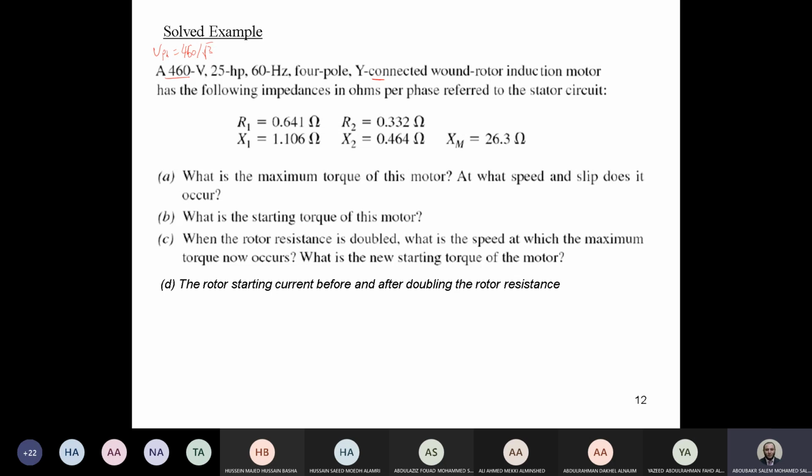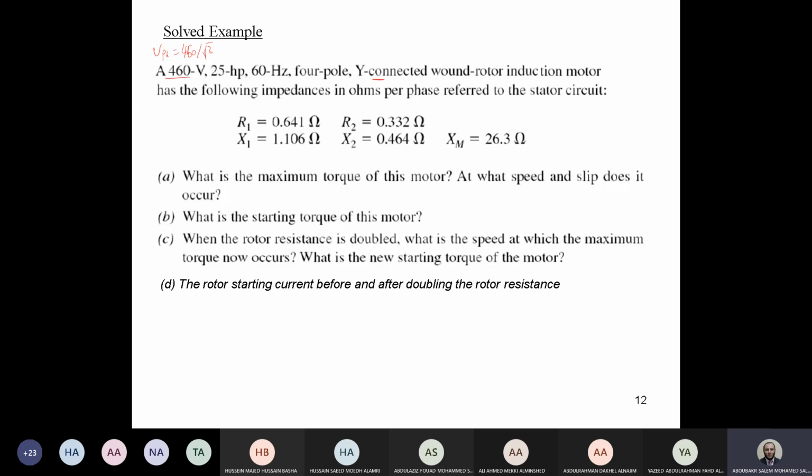So the value of total rotor resistance now will be 2 multiplied by 0.332. So it's 0.664 ohms. And with this value now, what will be the speed? We need the speed in this case, at which the maximum torque now occurs. So we need the speed at maximum torque. And what is the new starting torque of the motor? And also for the new characteristic, what will be the starting torque?